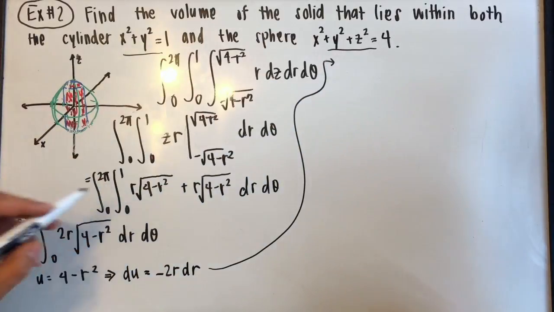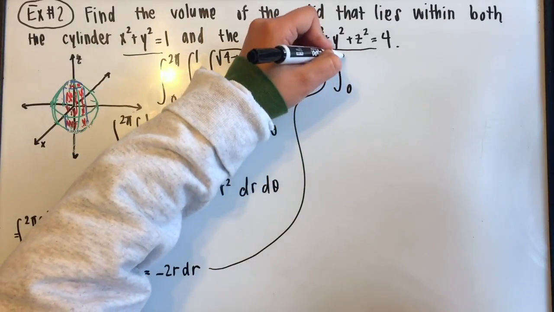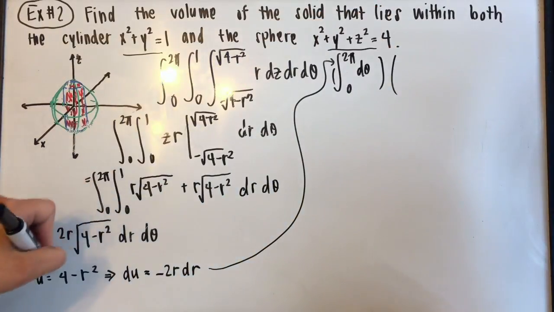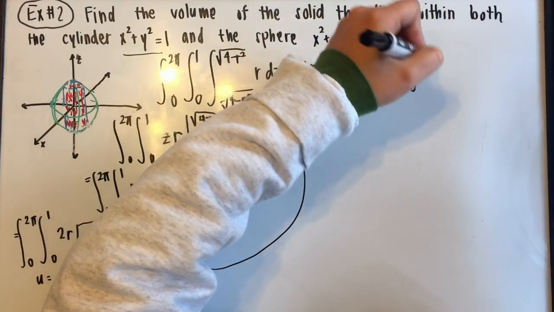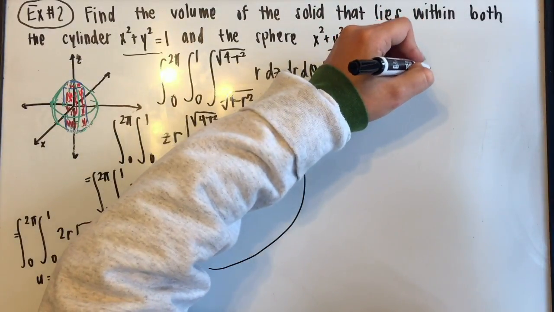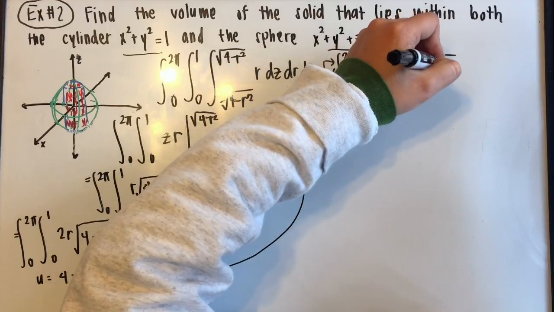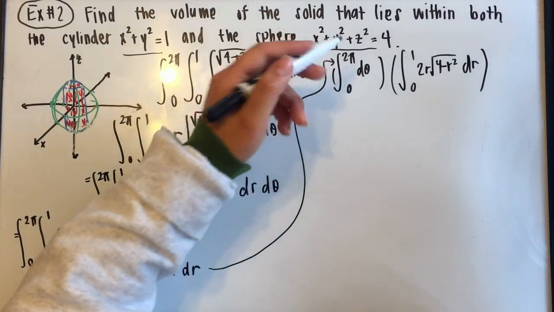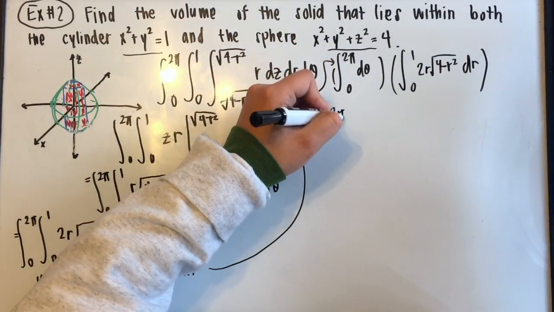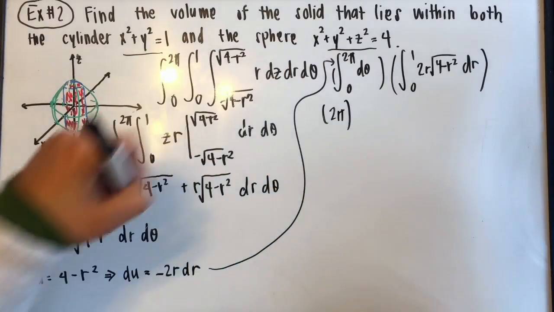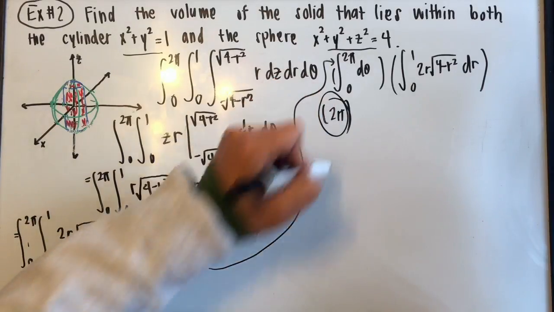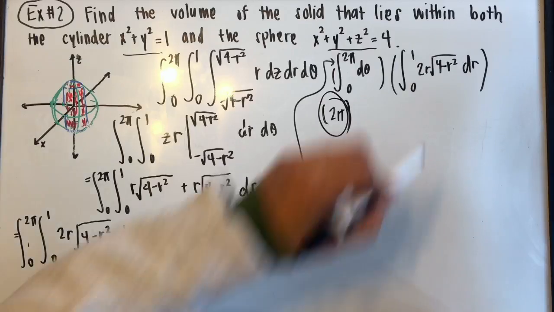So if we separate it, we're gonna have from 0 to 2 pi d theta, right? Times from 0 to 1, 2r. Okay, so this simply just becomes 2 pi. That's why we want to separate, so we can just get rid of this integral and d theta. So this becomes 2 pi. All right, so we have the answer to part of the integral. So now let's do this.